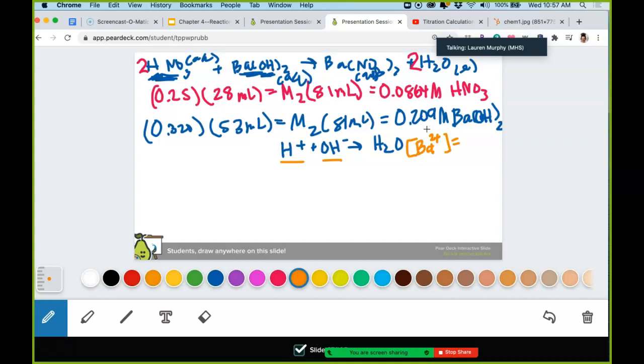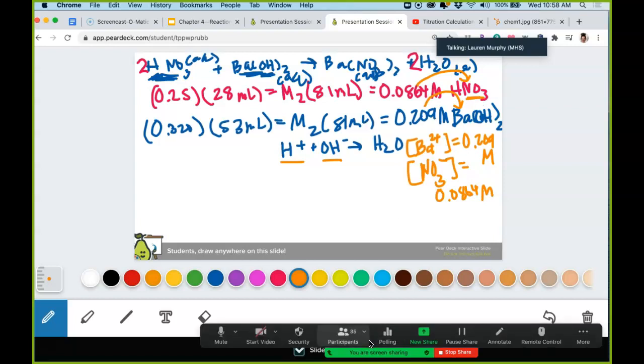So I already know the concentration of my barium ion. If I have 0.209 barium hydroxide, I have 0.209 barium ion, because for every one barium hydroxide compound, there's one barium ion. I also know my other spectator ion, nitrate. If I have 0.0864 molar nitric acid, I have 0.0864 molar nitrate, because every one nitric acid has one nitrate. Questions about the spectator ions?